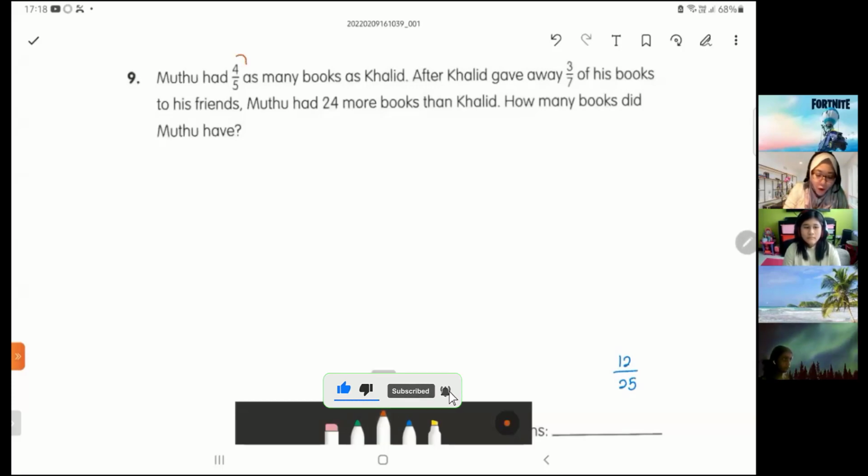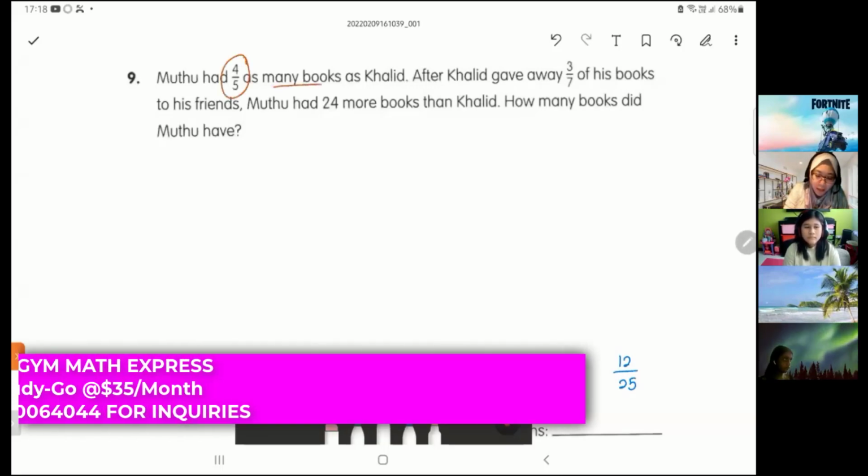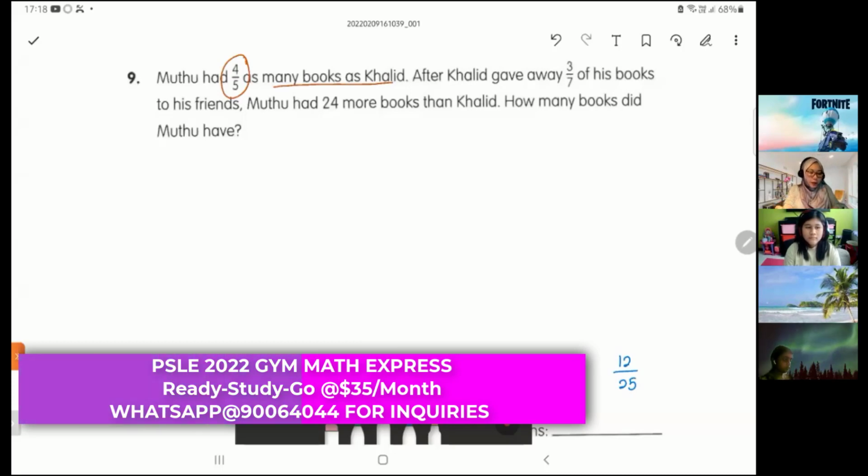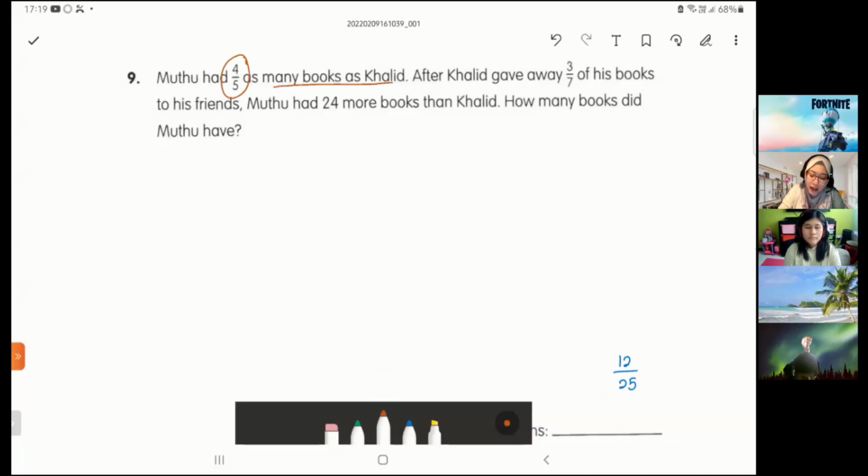Mutu had 4/5 as many books as Khalid, right? After Khalid gave away 3/7 of his books to his friends, Mutu had 24 more books than Khalid. So after Khalid gave away, Mutu has more. Makes sense, right? Because Khalid gave away, Mutu did not give away. How many books did Mutu have?